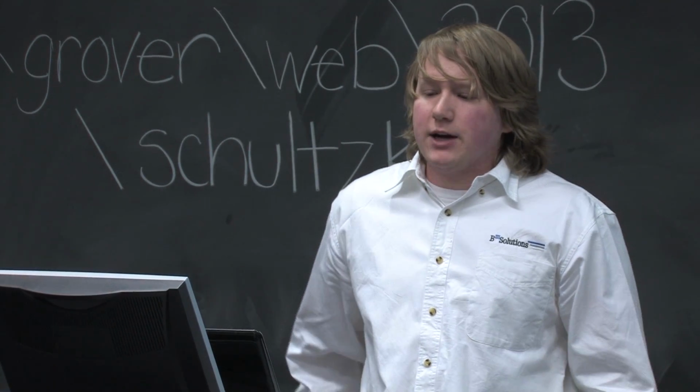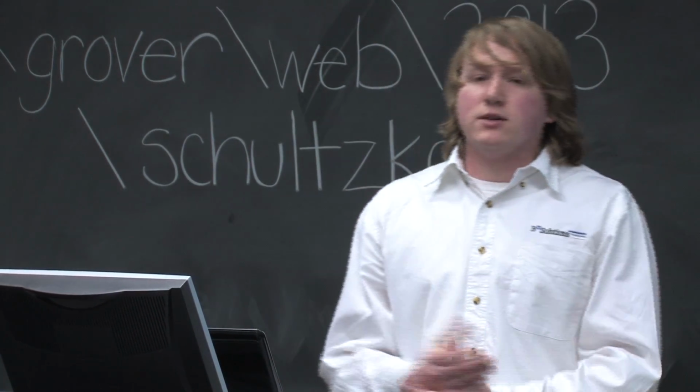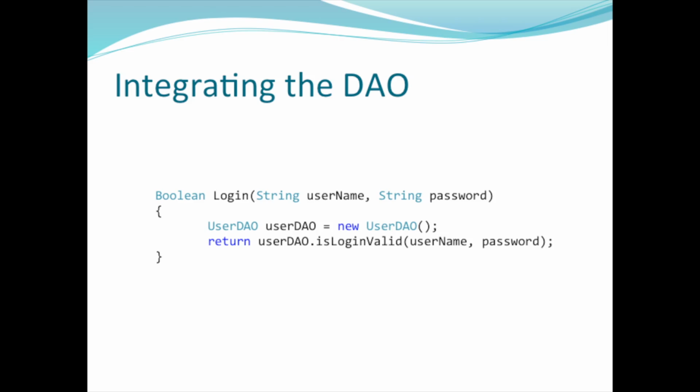The next step would be actually integrating the DAO into an object, or into something in our actual application. Let's just assume that we have a website where we want to first come to a login page. So we have some text box up there where the user enters their username and password, and then they click a button that says login. When we hit that button, we want to somehow verify that we are actually logging in. So we're going to check against the username and the password that they entered in.